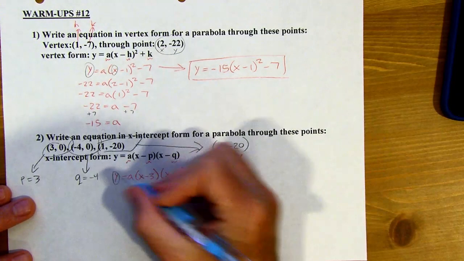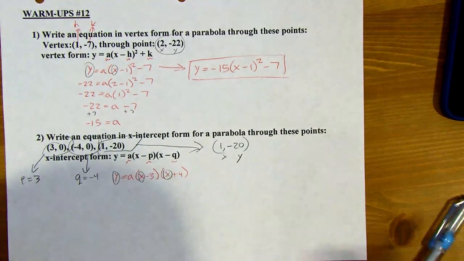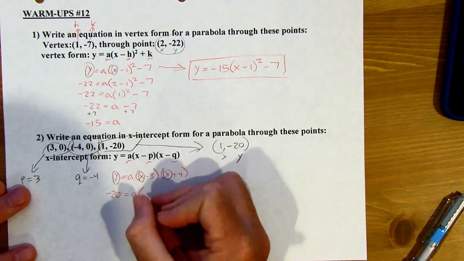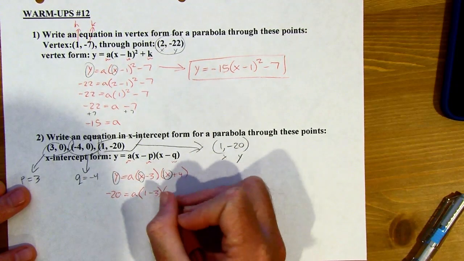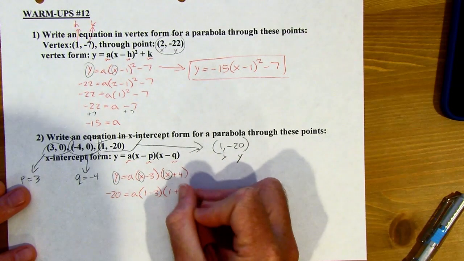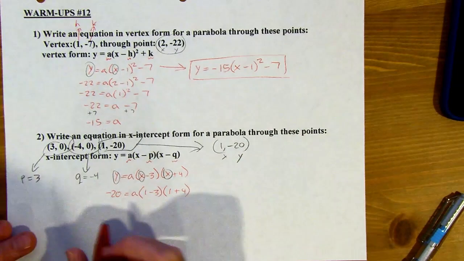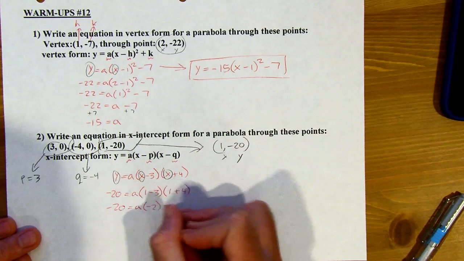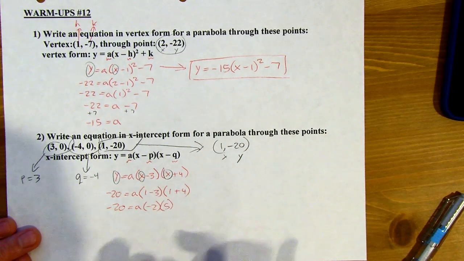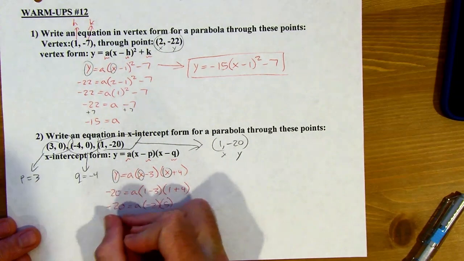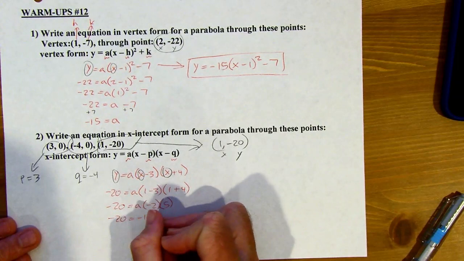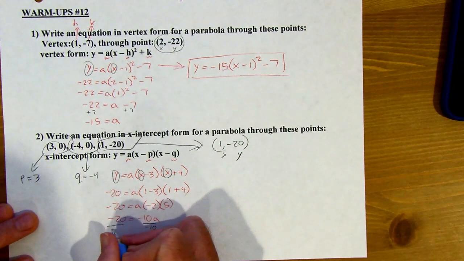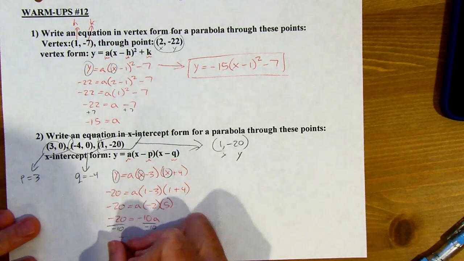Okay, and I'm going to plug that in those positions. So negative 20 goes right here. And I've got 2 different places to substitute 1 in. But now I should be able to solve this for A, just like we did on the last problem. So 1 minus 3 is negative 2. 1 plus 4 is 5. So this would be negative 10A over here. Okay, divide by negative 10. And A is going to be 2.